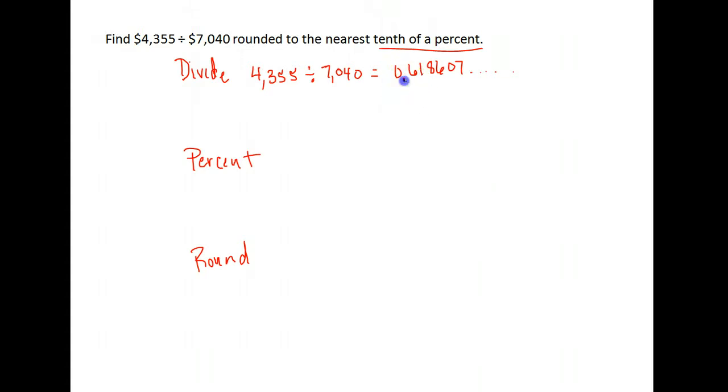The next thing they wanted us to do was write that as a percent. Now to do that, remember we move our decimal 2 places to the left, or excuse me, to the right, because we're writing it as a percent. We're going back the other direction. So we get 61.8607%.